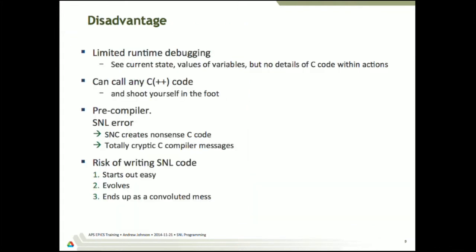There are disadvantages to using the sequencer as well, so there are some things where you really don't want to be using it. Debugging sequence programs isn't necessarily that easy to do. You can see what the current state is and the values of variables, but if there are problems with the C code in the action statements itself, it's a little tricky to get to those. You can call, as we said, any C or C++ code, but it's very easy to shoot yourself in the foot. If you don't know your C programming terribly well and you do the wrong thing, it's possible to do nasty things.